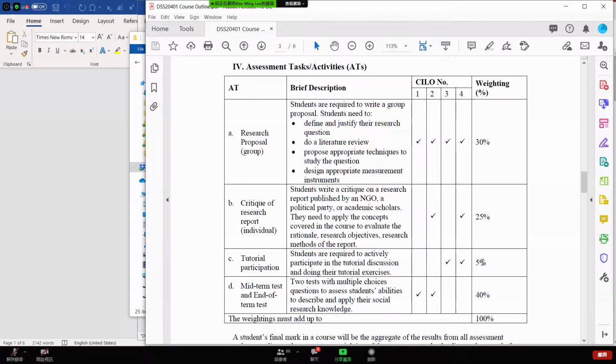So this is 5%. And then there are two tests, the midterm test and the end of term test.